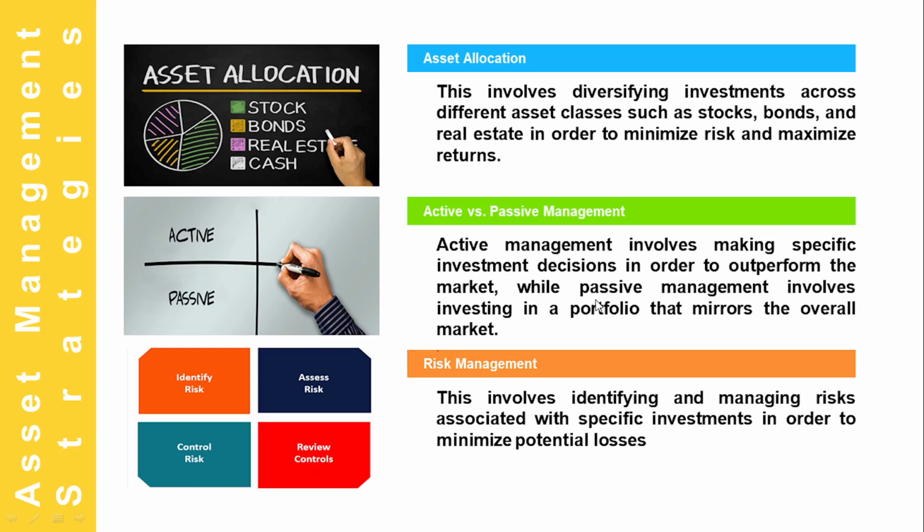Then the third strategy is risk management. Risk management involves identifying and managing risk associated with specific investments in order to minimize potential losses. In order to do that, you have to identify the risk, assess the impact of the risk, then control the risk, and review the controls you've put in place to know whether it has resulted in reducing the risk. Subsequently, we will treat risk management holistically.